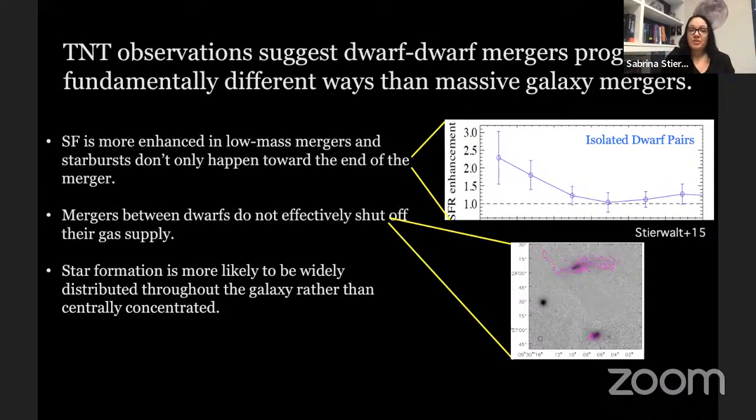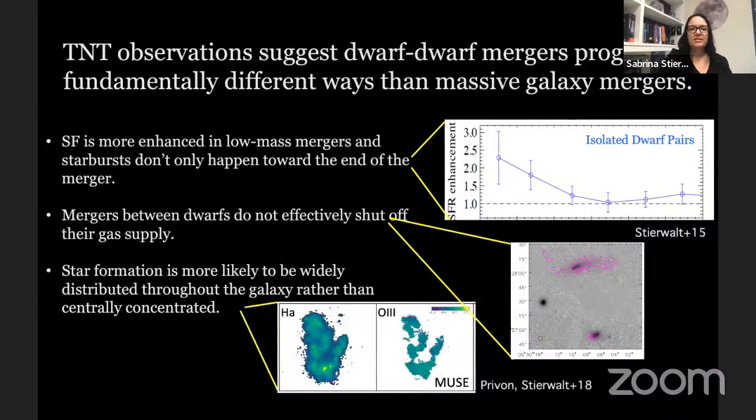We see that the mergers between the dwarfs don't effectively shut off their gas supply, as we think happens in more massive systems. They still have these big gas reservoirs. And we see that star formation is more likely to be widely distributed throughout the galaxy rather than centrally concentrated, like we tend to see in massive galaxy mergers.